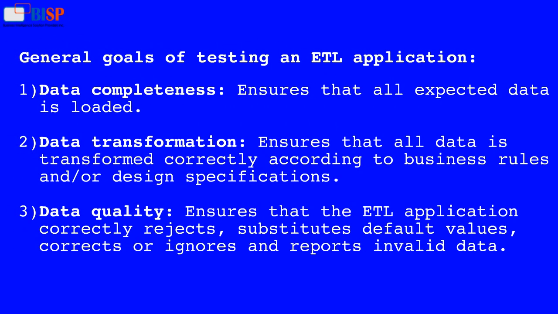General goals of testing an ETL application. 1. Data completeness ensures that all expected data is loaded. 2. Data transformation ensures that all data is transformed correctly according to business rules and/or design specifications. 3. Data quality ensures that the ETL application correctly rejects, substitutes default values, corrects or ignores and reports invalid data.